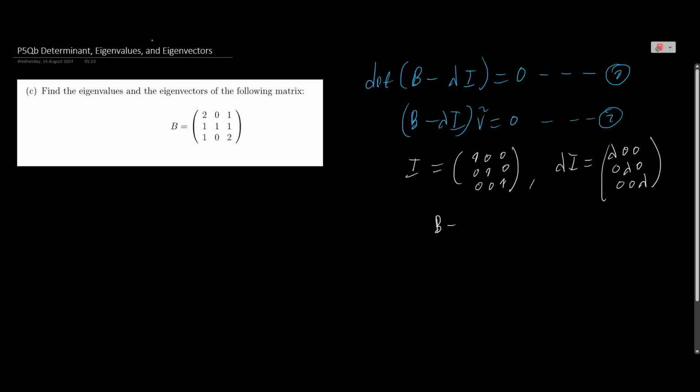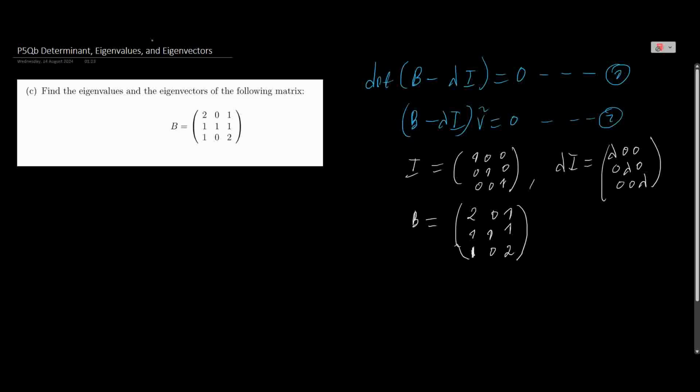And taking B minus lambda I, we're simply going to subtract corresponding components, meaning that 1 is going to be subtracted from lambda. So we're going to have 1 minus lambda as our first element. Okay, now this is our lambda I, right? And our B in this case is 2 0 1, 1 1 1, and 1 0 2.